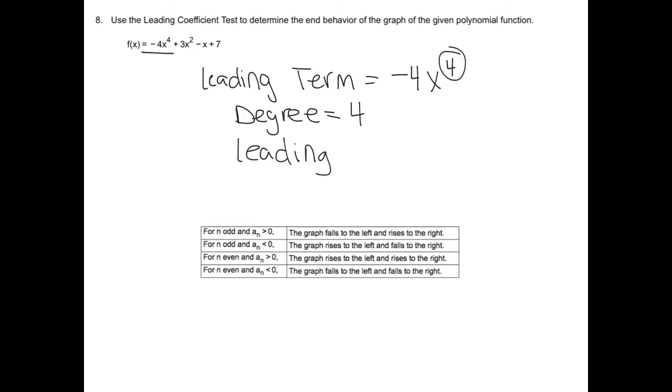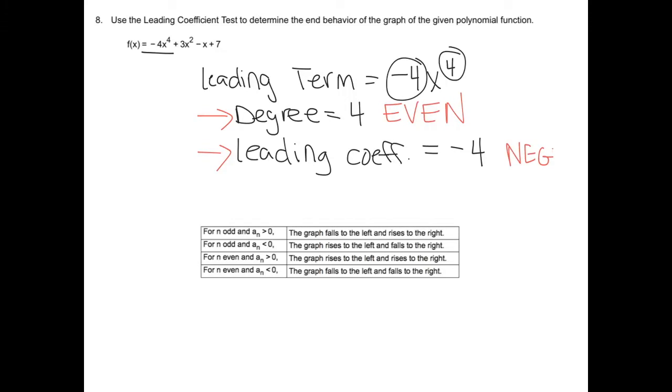And then we want to list the leading coefficient. That's the number in front of the x value of the leading term. So the leading coefficient is negative 4. Now, if we look at the degree, our degree is even. And our leading coefficient is negative. So we're going to use these two characteristics to identify what our end behavior will look like. Here I listed a chart, and we're going to use this chart to tell what the end behavior looks like.